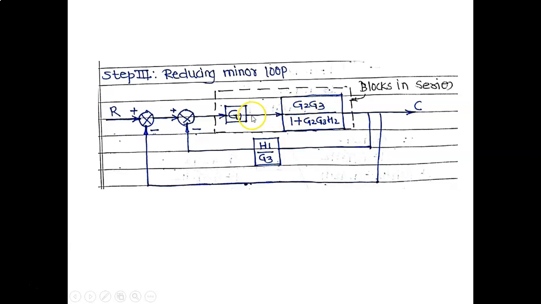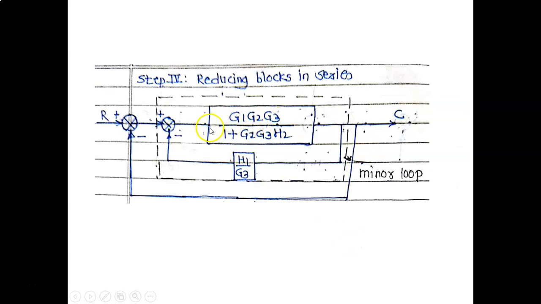Now this block will be in series with block G1. Therefore these two blocks are getting multiplied with each other because they are in series now. Therefore the one resultant block will be G1, G2, G3 divided by 1 plus G2, G3, H2. This single block will form. Now this block and this H1 upon G3 block will be forming a minor feedback loop. Therefore, we will solve this minor feedback loop and one single block will be formed here.